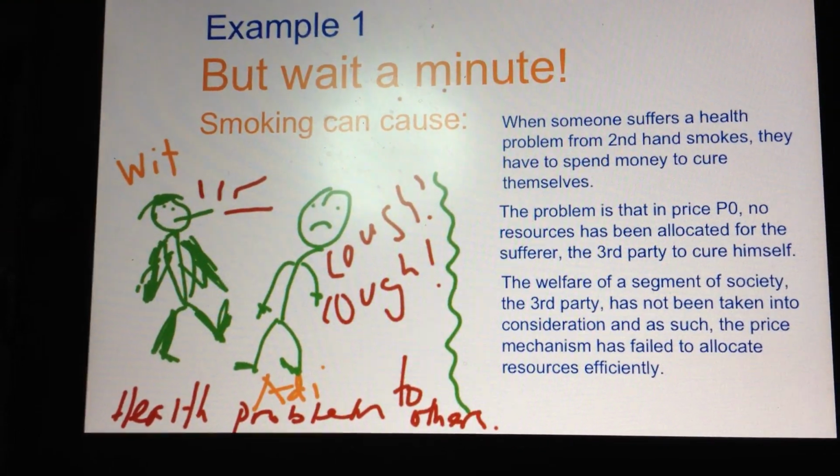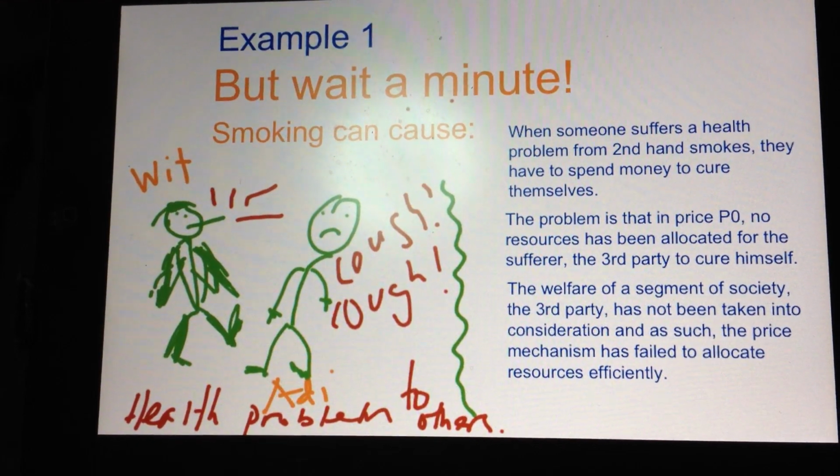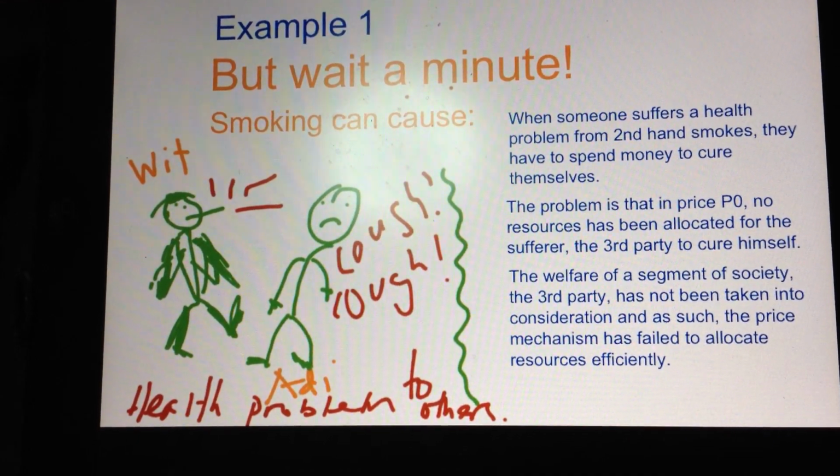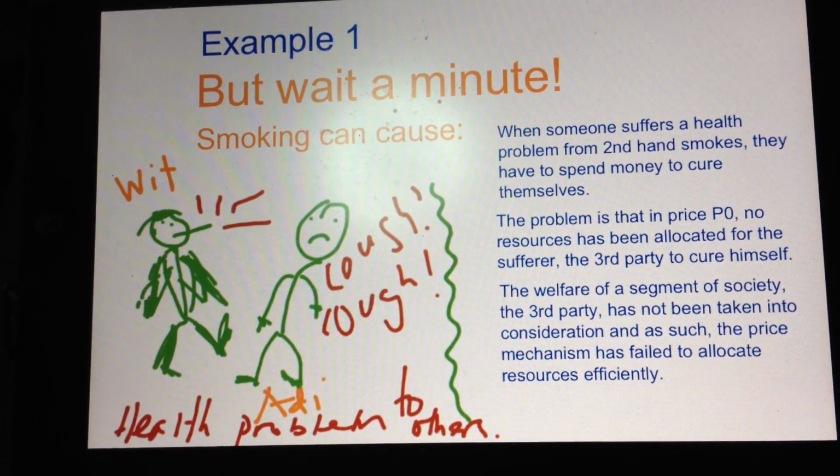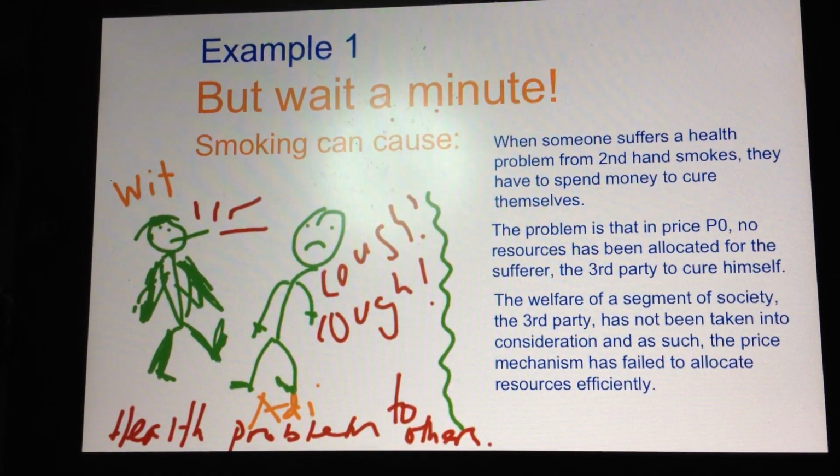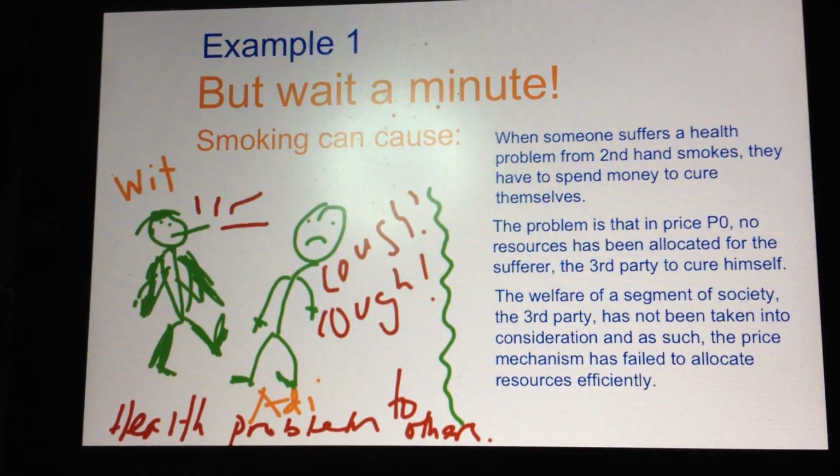Now forgive me for using Wit and Adi. I could well have used Xingyi smoking and Adi receiving the second-hand smoke. But forgive me for being short of creativity. I've decided to use Wit and Adi.